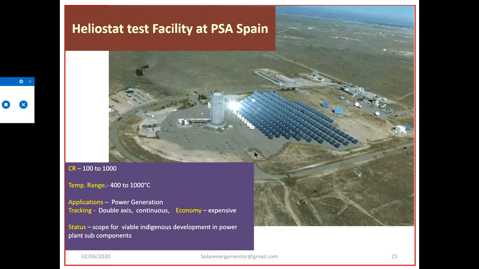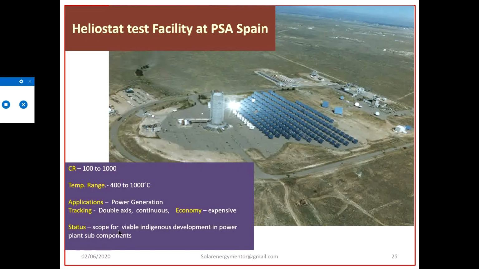Now the obvious application of this type of system is for power generation, high pressure and high temperature steam generation. So double axis tracking is needed, continuous tracking. Okay, economy, these systems are expensive, but one advantage of this system is that they eliminate the need of expensive high pressure piping, which is needed in case of parabolic trough concentrator. So that's why this option for power generation becomes attractive.